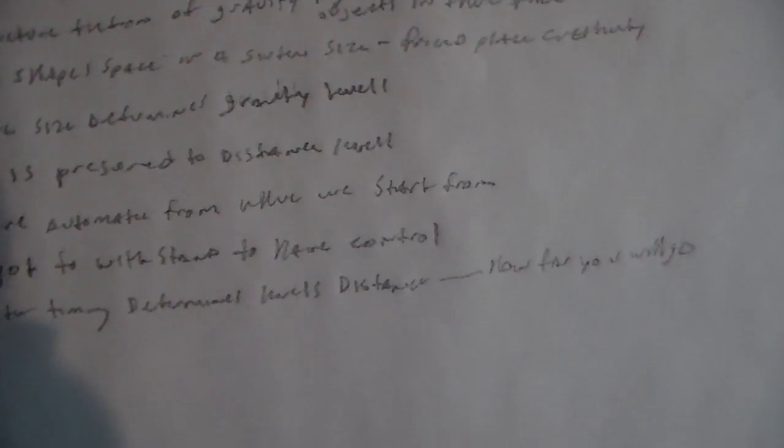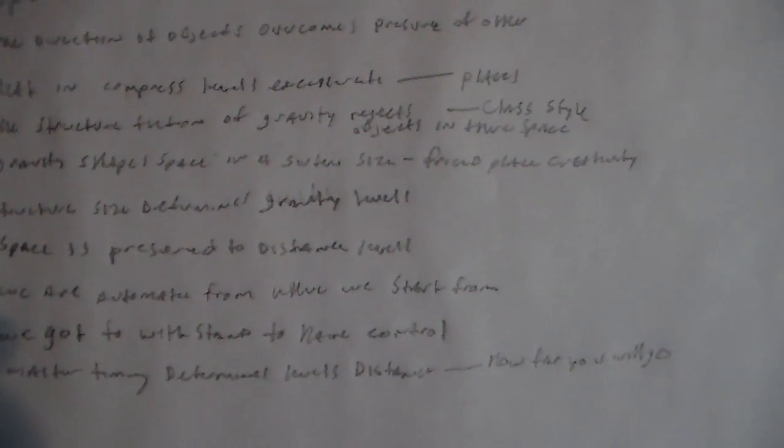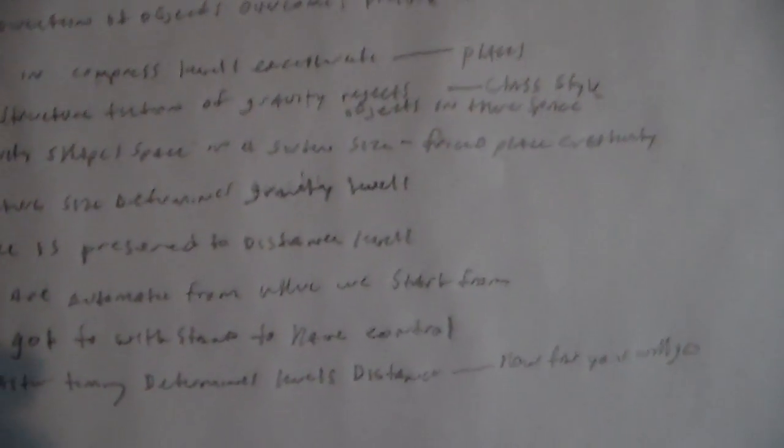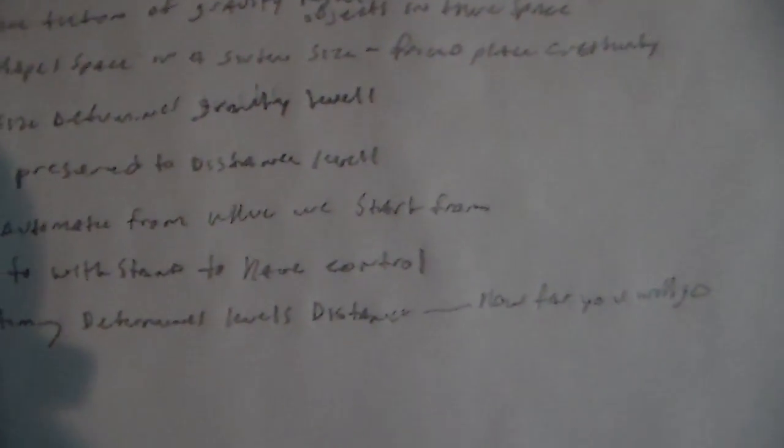The direction of objects: we can all walk towards the train in the same direction, and it feels less pressure. A person walking towards us feels more pressure. Heat and compressed levels accelerate personality, creativity, places. The structure tension of gravity rejects objects in their space. So class and style could reject and create tension.